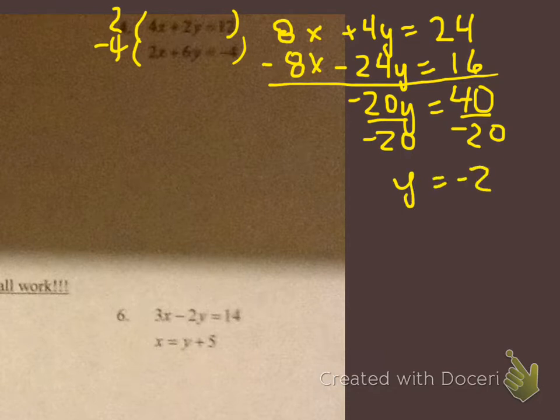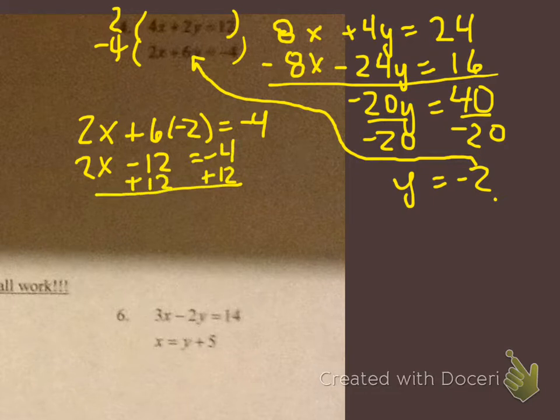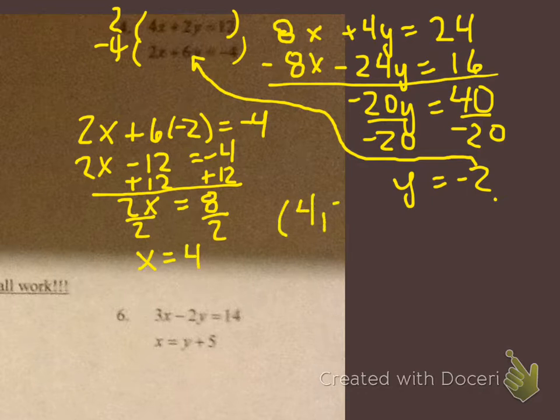Put the negative 2 into one of the other equations. I'm putting it into the bottom one. That would give me 2x plus 6 times negative 2 equals negative 4. Multiply 6 times negative 2, and you've got negative 12, or minus 12. Add 12, and negative 4 plus 12 is 8. So I have 2x equals 8. Divide by 2, and x is equal to 4. So my final answer should be 4, negative 2.